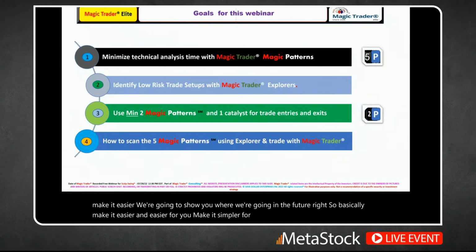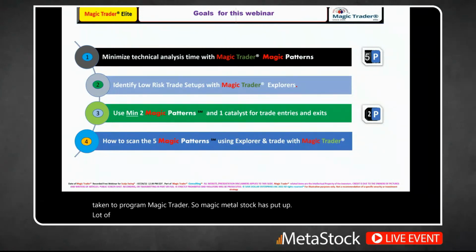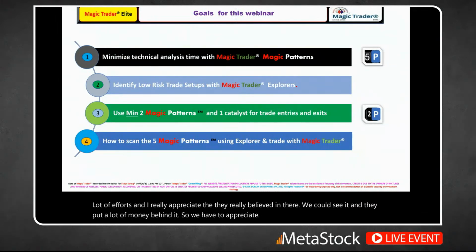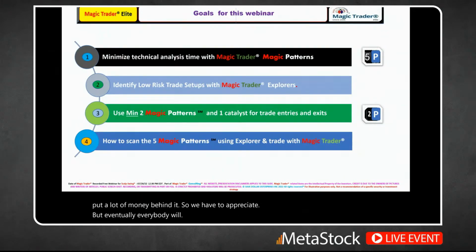Even though a lot of complicated programming has been done, and Jeff will tell you later, it's the longest time it has ever taken to program Magic Trader. So MetaStock has put up a lot of effort, and I really appreciate it. They really believed in it. We could see it, and they put a lot of money behind it. So we have to appreciate that. But eventually, everybody will be looking for it. That's the goal.